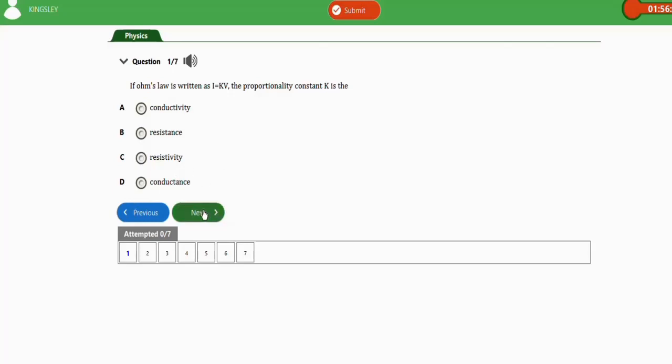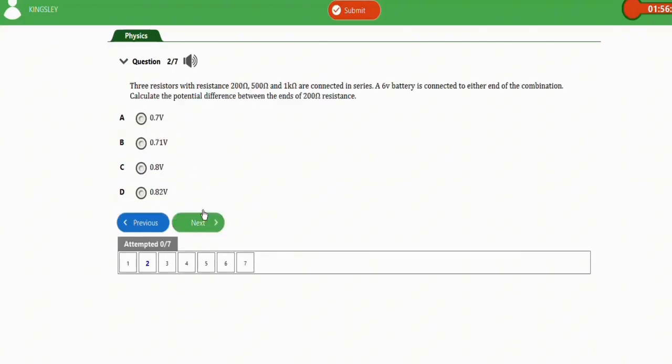Let's go to the next repeated question, which is this one. It says three resistors with resistance 200 ohms, 500 ohms, and 1 kilo ohms are connected in series. A 6-volt battery is connected to either end of the combination. Calculate the potential difference between the ends of 200 ohms resistance.